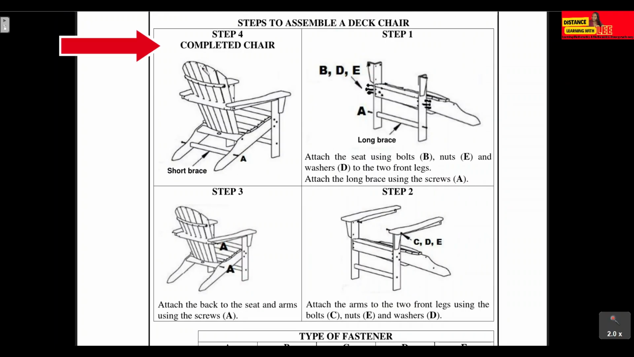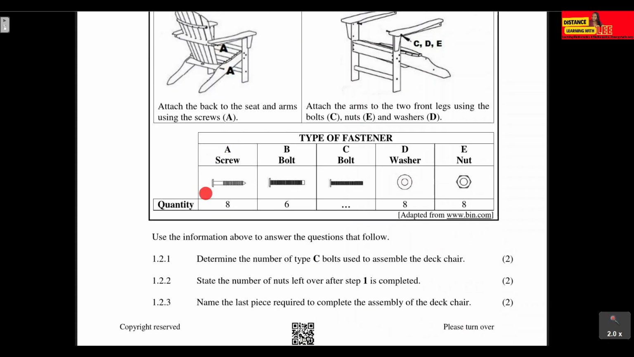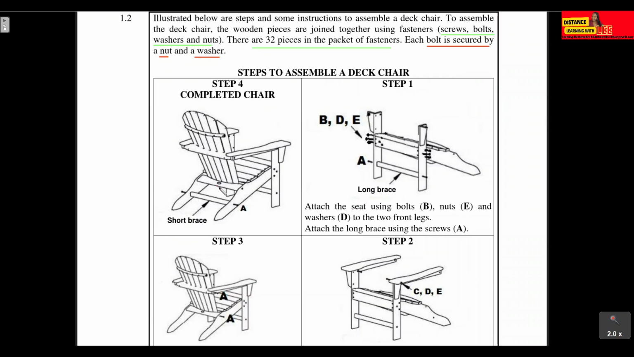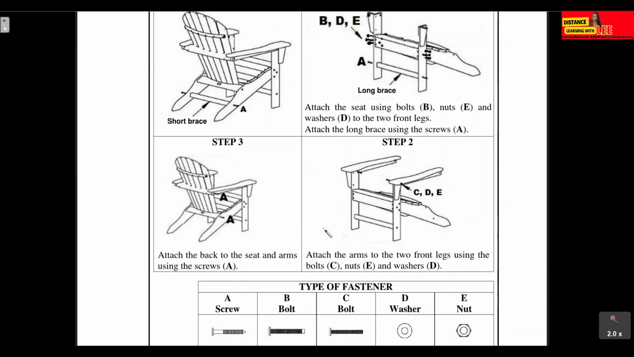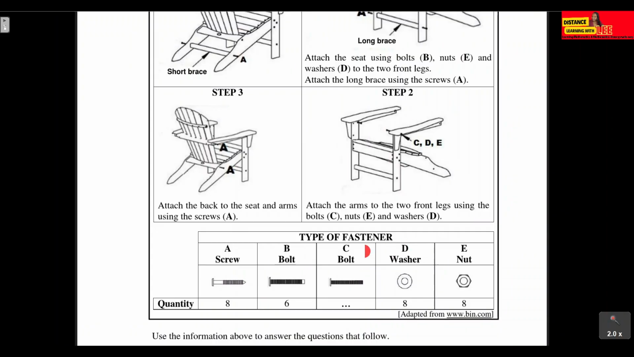And in the last step, step 4, the chair is completed, and it's completed by just putting on our short base. And how do you put on our short base, guys? We see there, they put the A there. The A just shows that we put what? The screws. So that's how you're supposed to analyze these assembling questions. Look, read properly. What is the information telling you? And then we're going to use that to answer the questions that are given. We're also given the type of fasteners that are used here. We're told about the screw.